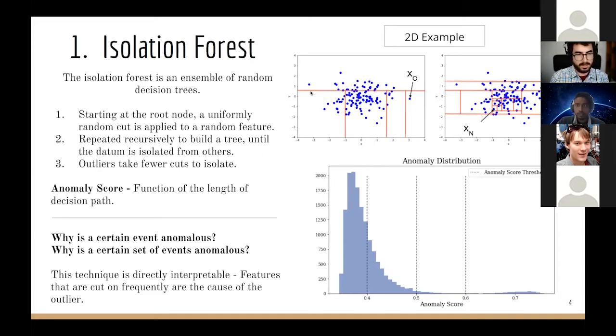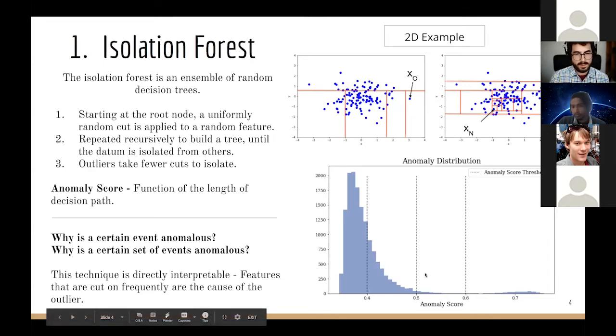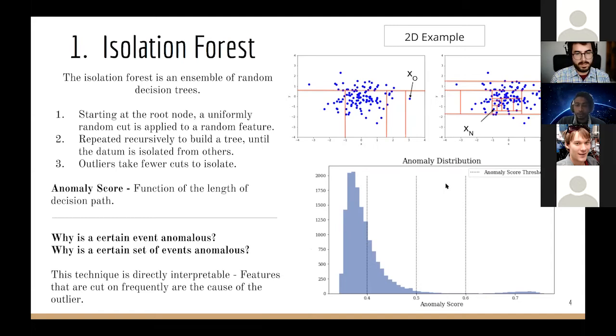Using the length of the decision path, you can also define and calculate an anomaly score. And here is a distribution, a histogram of the anomaly score. You can set your anomaly threshold to be wherever you want and consider the points above that threshold anomalous.